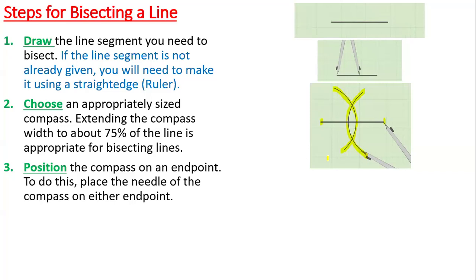Draw the line segment you need to bisect. If the line segment is not already given, you will need to make it using a straight edge ruler. Second, choose an appropriately sized compass. Extending the compass width to about 75% of the line is appropriate for bisecting lines. Third, position the compass on an endpoint. To do this, place the needle of the compass on either endpoint. Very good.